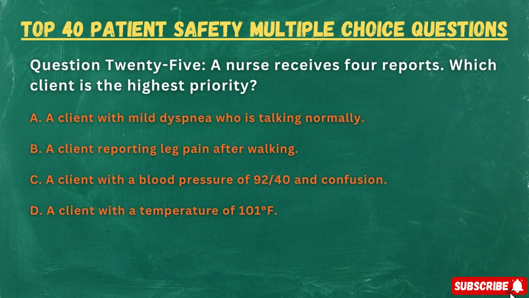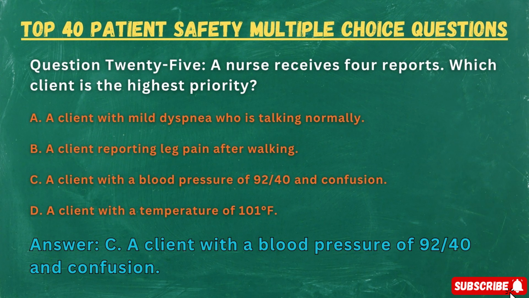Question 25. A nurse receives reports. Which client is the highest priority? A. A client with mild dyspnea who is talking normally. B. A client reporting leg pain after walking. C. A client with a blood pressure of 92/40 and confusion. D. A client with a temperature of 101 degrees Fahrenheit. Answer: C. A client with a blood pressure of 92/40 and confusion.